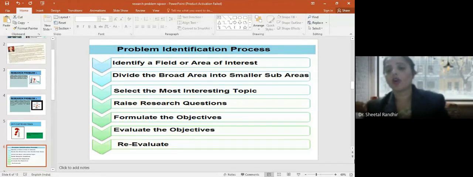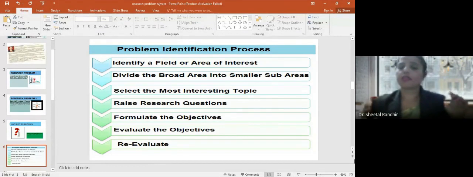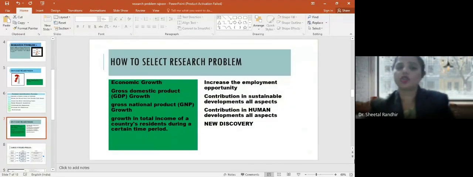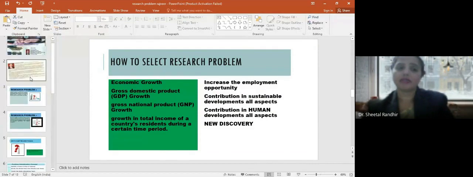So you put your objectives. Objectives are the path to your solution. It is my problem, and this is the solution, and I'll reach my solution through this. The last wording must be, I will suggest the measures to overcome the problem, and I will put forward the model. So this is your objective, and then evaluate the objective. Please evaluate the objective, as I told you, through proper wording, and re-evaluate. Many times you can change your objectives according to your experience in the research field.